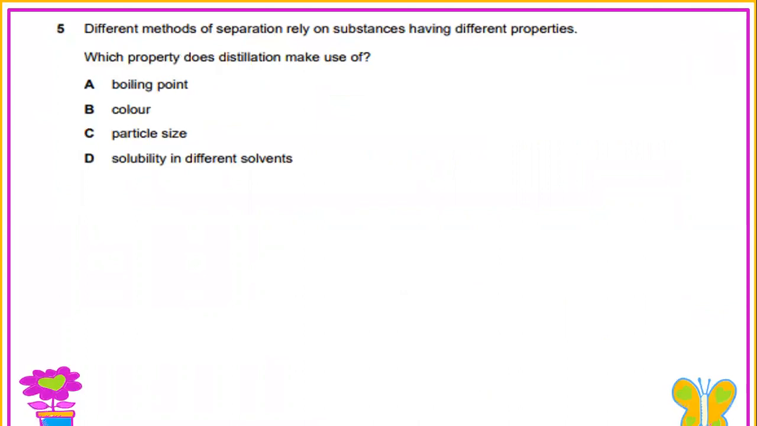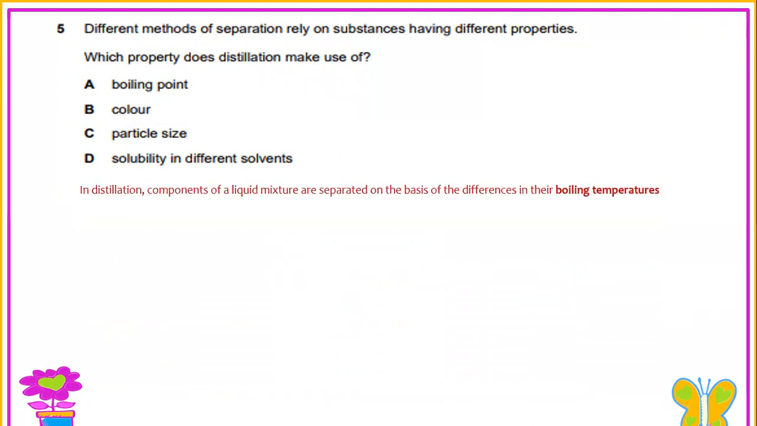Different methods of separation rely on substances having different properties. Which property does distillation make use of? In distillation, components of a liquid mixture are separated on the basis of the differences in their boiling temperature. So for this question, the answer will be A, boiling point.